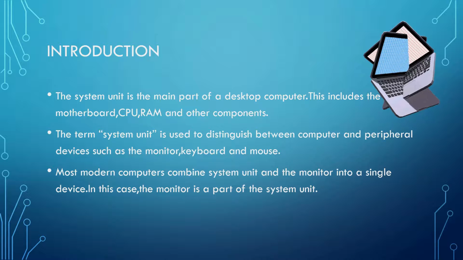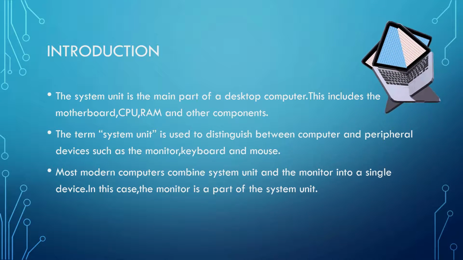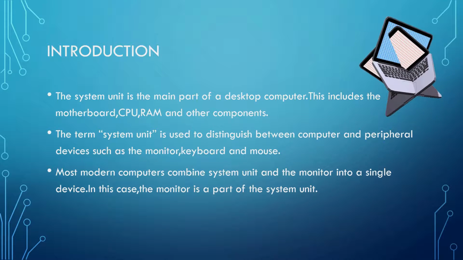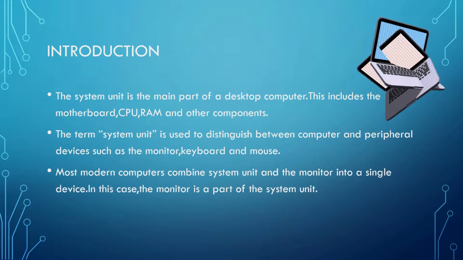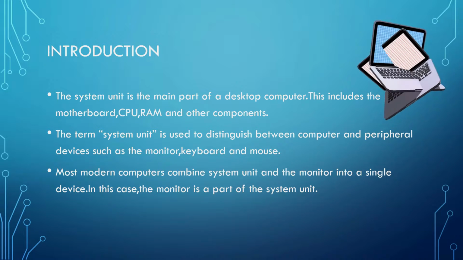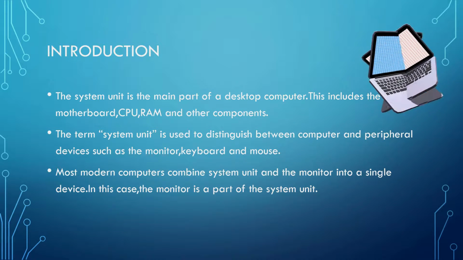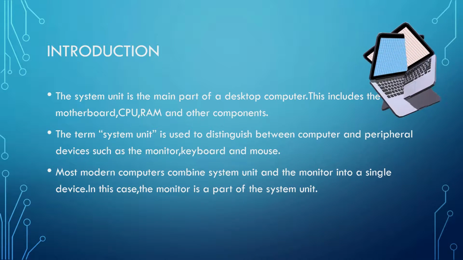The system unit is the main part of a desktop computer. This includes the motherboard, CPU, RAM, and other components. The term system unit is used to distinguish between the computer and peripheral devices such as the monitor, keyboard, and mouse. Most modern computers combine the system unit and the monitor into a single device. In this case, the monitor is a part of the system unit.